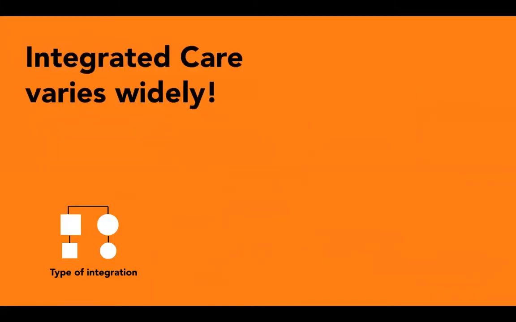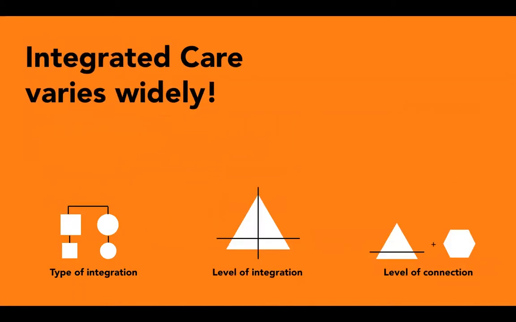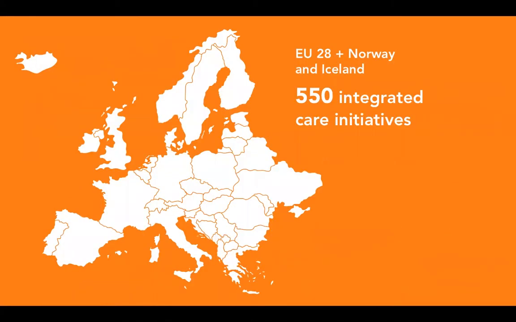Integrated care varies a lot. In our study for Chafea, our assessment of integrated care in all the 28 EU countries plus Norway and Iceland highlighted about 550 integrated care initiatives put in place to improve the quality of care delivery and reduce costs. These vary markedly in their characteristics, depth and breadth of integration, and their geographic sizes and population groups covered, and what condition they might focus on.